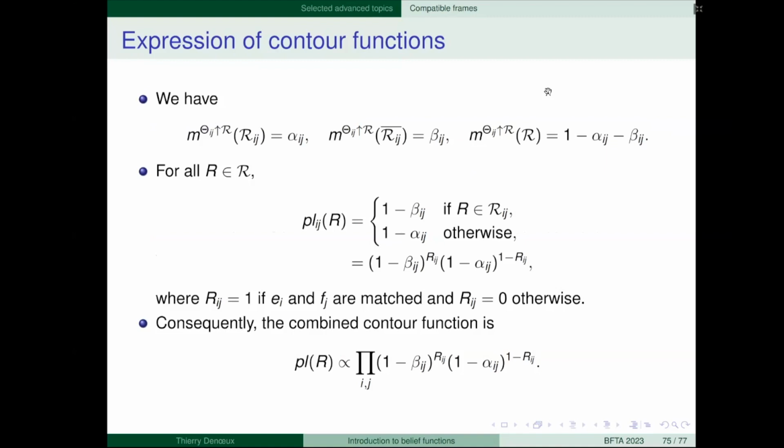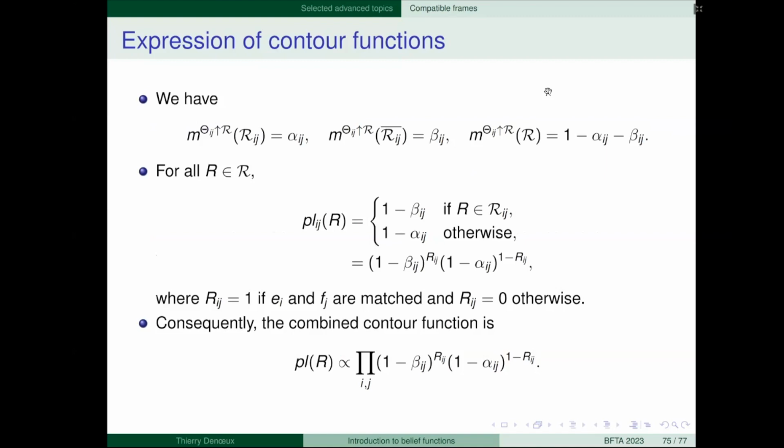Now, if you take R on the other side, the plausibility of R is the sum of the mass assigned to Rij bar plus the mass assigned to R, and this is 1 minus alpha ij. So finally, you can write it compactly like this. It's 1 minus beta ij to the Rij, where Rij equals 1 if Ei and Fj are matched in this relation, times 1 minus alpha ij to the 1 minus Rij.